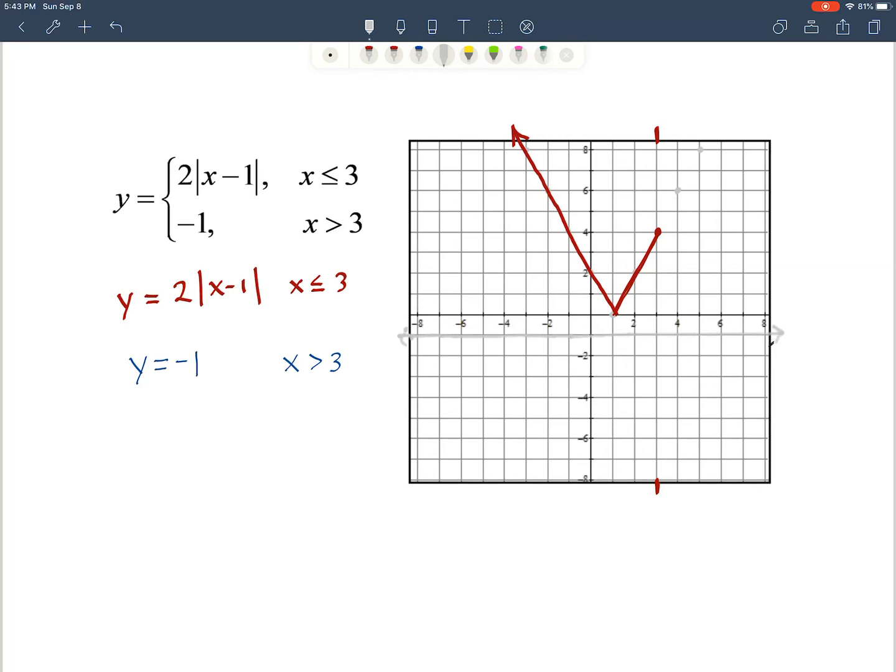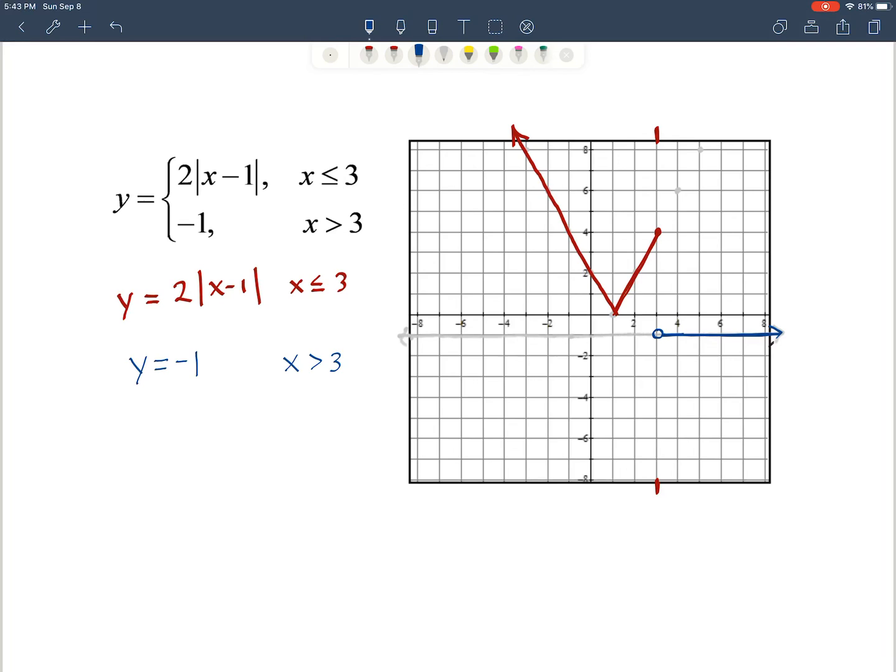So the points that we're interested in are where x is equal to 3. This is going to be an open circle. And then I'm going to extend it out this way.